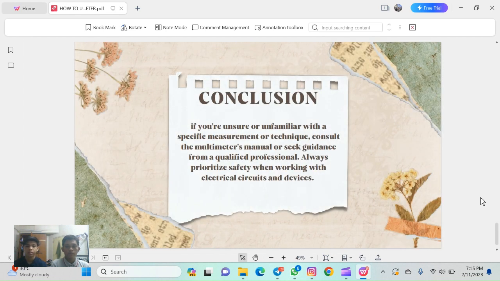In conclusion, if you are unsure or unfamiliar with a specific measurement or technique, consult the multimeter's manual or seek guidance from a qualified professional. Always prioritize safety when working with electrical circuits and devices.